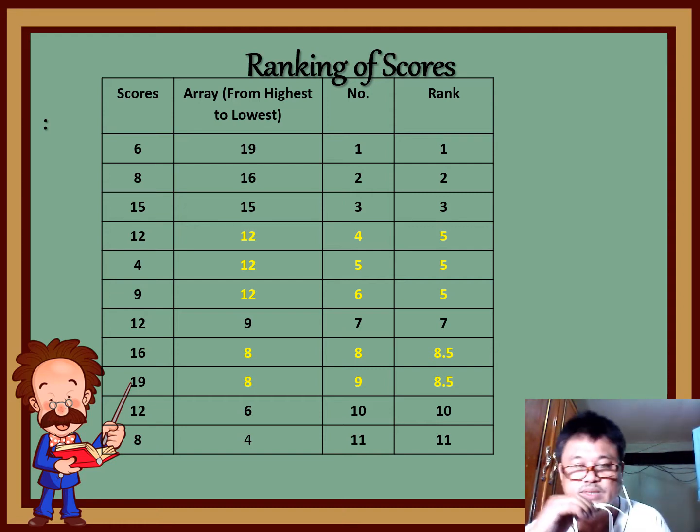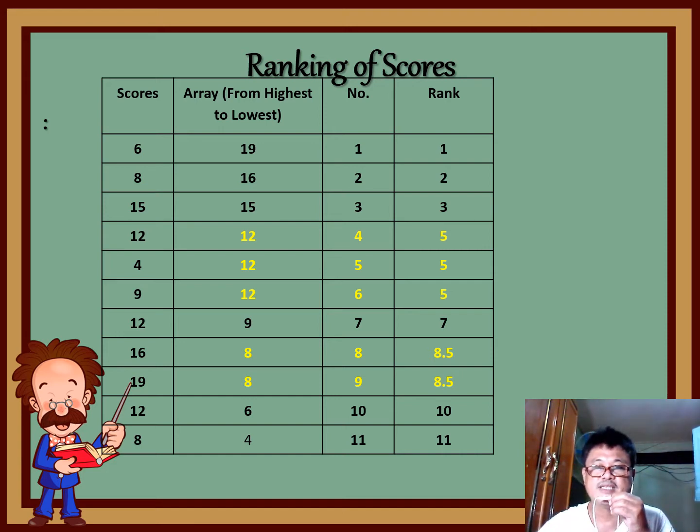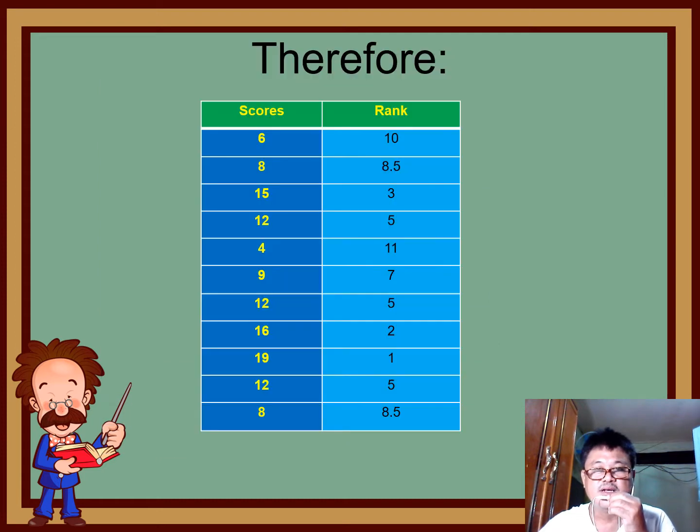Then we have the lowest number, which is 4. The number opposite is 11. Therefore, the rank is 11. Alright, so that is how you're going to rank the numbers. As you can see, we have here the different numbers, and opposite them are their ranks. It is not yet finished because we will proceed to the next table.